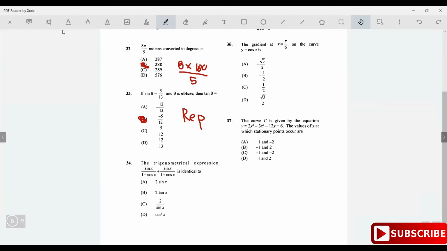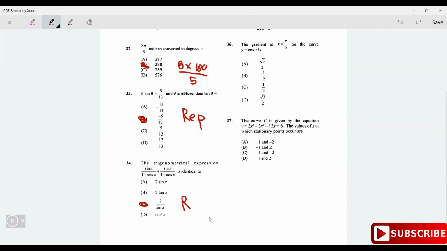Question 34 is another repeat question, which is 2 over sine x. Another repeat question. So many repeat questions this year. Nice.